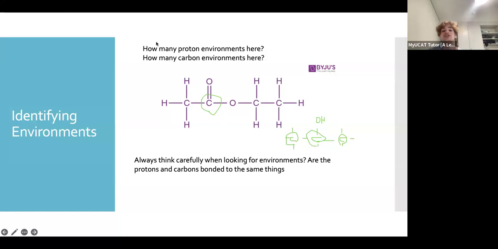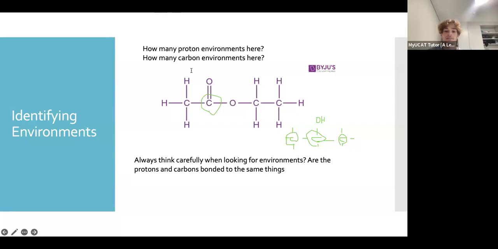People are asking about splitting patterns in the chat, and I'll get onto that in a minute. I just got to admit a few more people. So we're going to start by looking at carbon NMR first, but then we're going to head on to proton NMR. So yeah, we'll just got to admit a few more people. This is a lot of people.